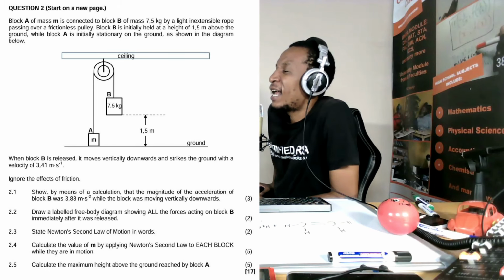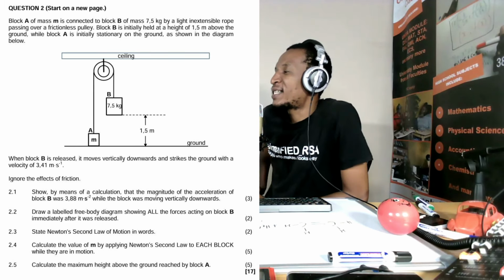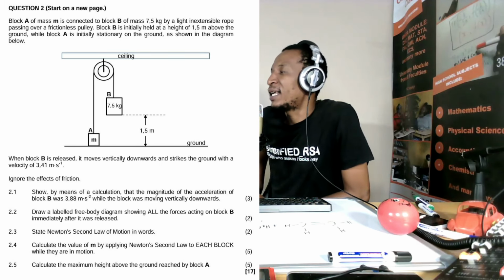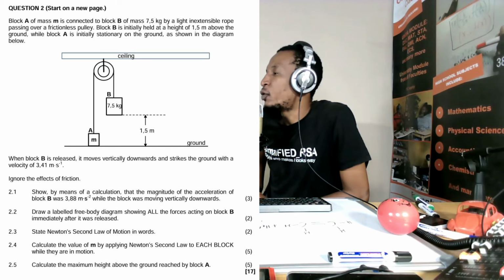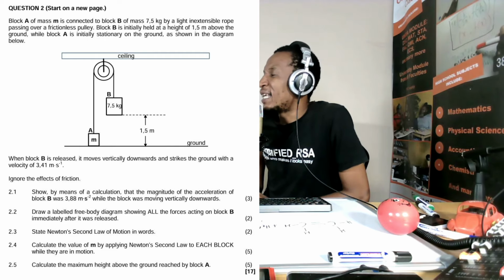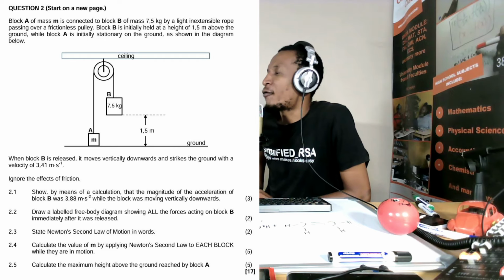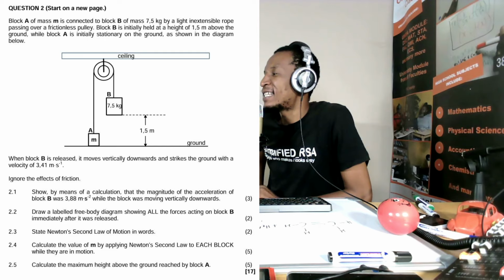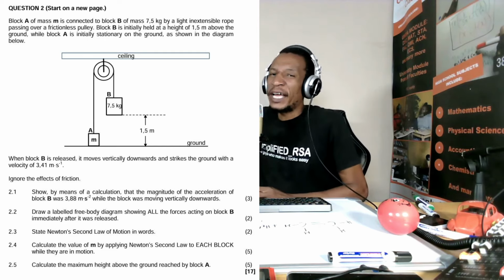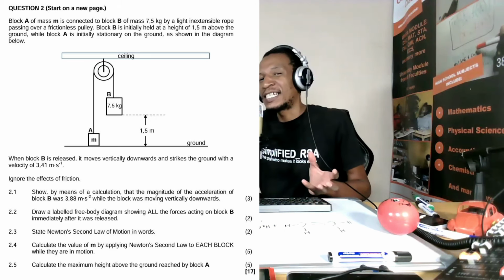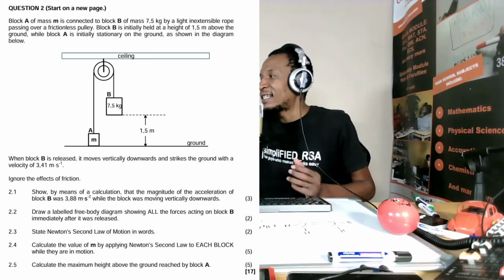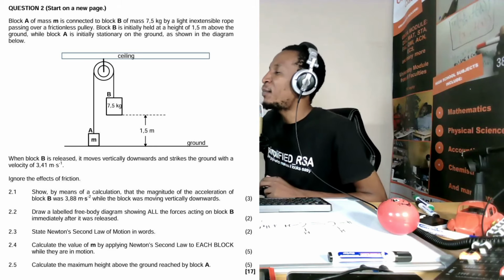So the question reads: a block A of mass M is connected to block B of mass 7.5 kg by a light inextensible rope passing over a frictionless pulley. Block B is initially held at a height of 1.5 meters above the ground, while block A is initially stationary on the ground. If block A is initially stationary, it means block B is also stationary at that position that it was held at, as shown in the diagram below.